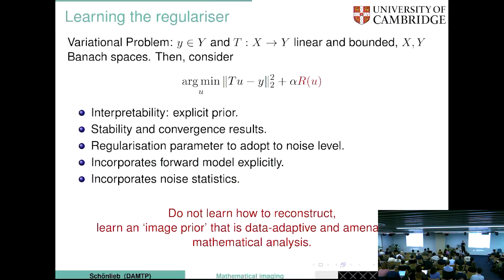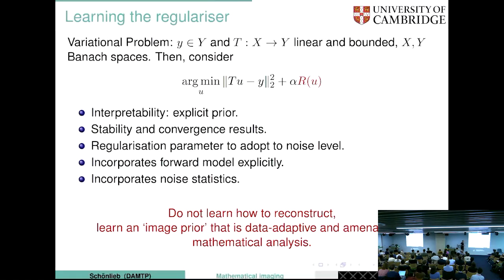Now, what do we expect to be able to get out of that? The reason why we've been looking at learning regularizers instead of learning the reconstruction operator directly is because of interpretability and stability guarantees. Because I can mathematically prove to you that the reconstructions I get from this are going to be stable. They're going to be convergent. And I will tell you in a bit what exactly I mean by this. But what we basically get is interpretability, stability, convergence.